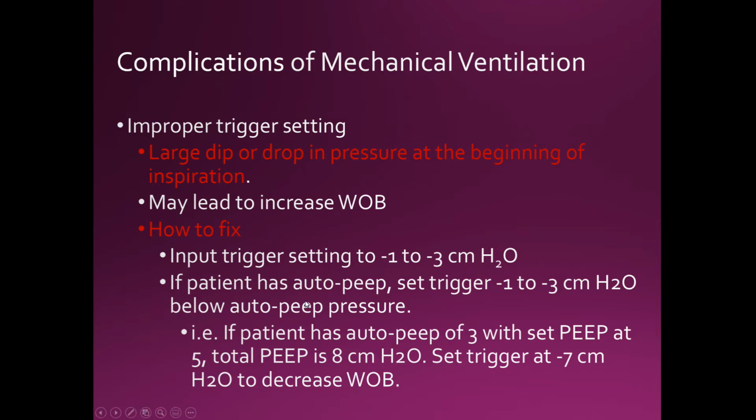If a patient has auto PEEP, set the trigger to -1 to -3 centimeters below the auto PEEP pressure. So again, here it is: auto PEEP of 3 with a set PEEP of 5, then I'm at PEEP 8, so set the trigger at -7 to decrease the work of breathing.